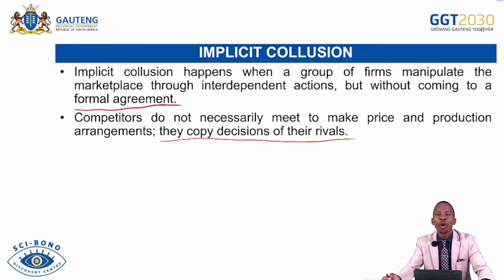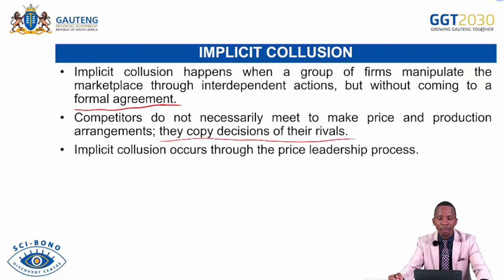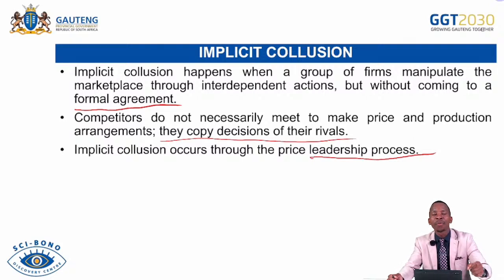So this means firms or businesses will simply copy other firms' decisions based on the price, marketing, and production techniques without any formal discussion between themselves. So that will be an implicit collusion. Implicit collusion occurs through the price leadership process that will be discussed. Remember, under oligopoly, we have this firm that is known as a price leader or a dominant firm. A price leader is a firm that is large enough in the market or is a firm with more market share, which is about 32% in the industry. That one will be regarded to be a price leader.